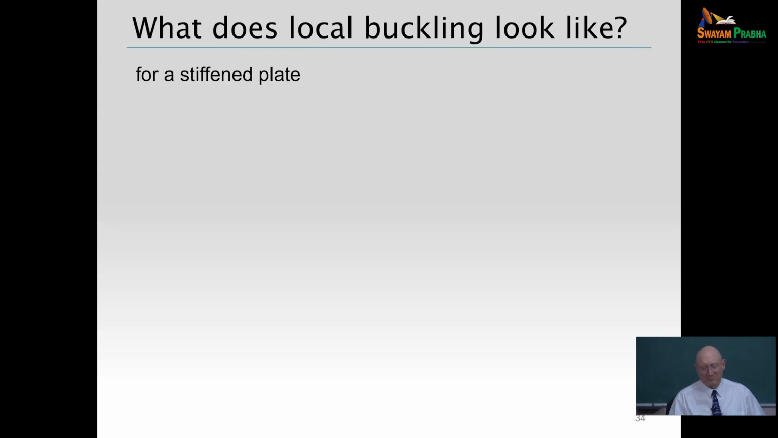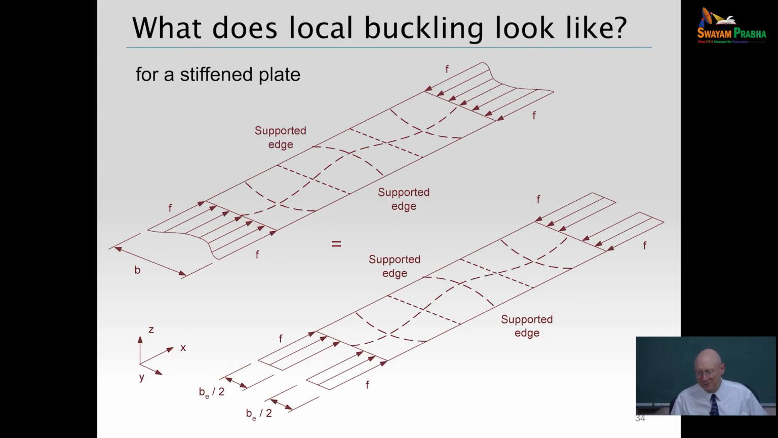All right, so it's often useful to basically say, well, what does plate local buckling look like? If it's a stiffened plate, basically we get to a point, if we take a plate, we support the longitudinal edges, we put it between the heads of a test machine, we compress it. At some point, that plate is going to buckle out of plane.